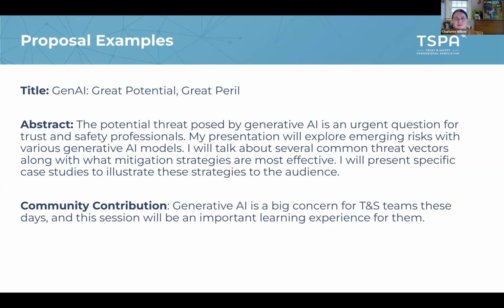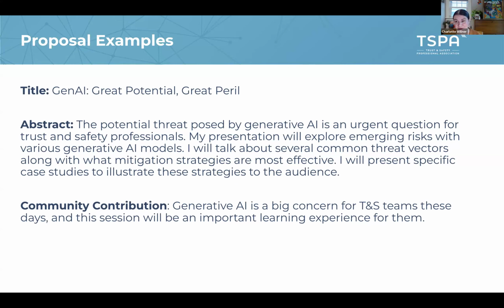We say, the potential threat posed by generative AI is an urgent question for trust and safety professionals. Totally. My presentation will explore emerging risks with various generative AI models. I will talk about several common threat vectors, along with what mitigation strategies are most effective. I will present specific case studies to illustrate these strategies to the audience. And then I say to the program committee in my community contribution, generative AI is a big concern for trust and safety teams these days. This session will be an important learning experience for them.